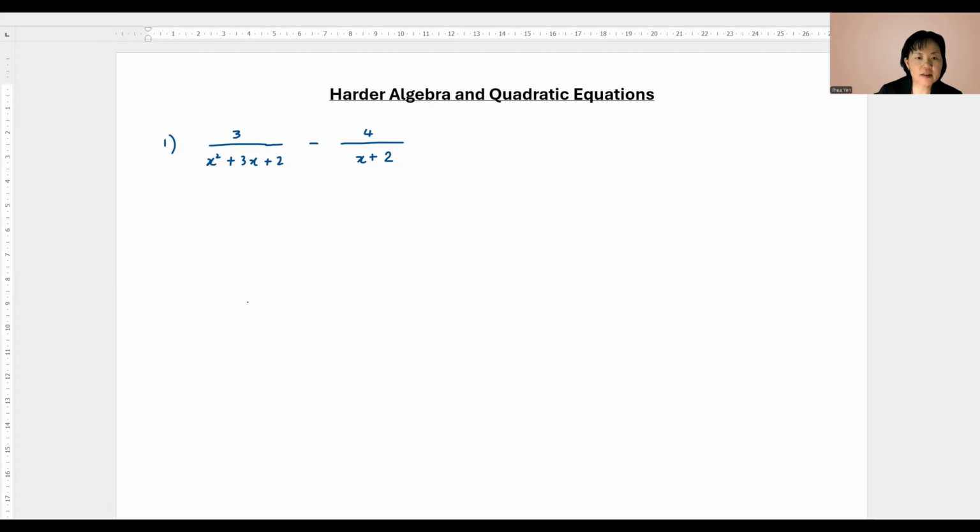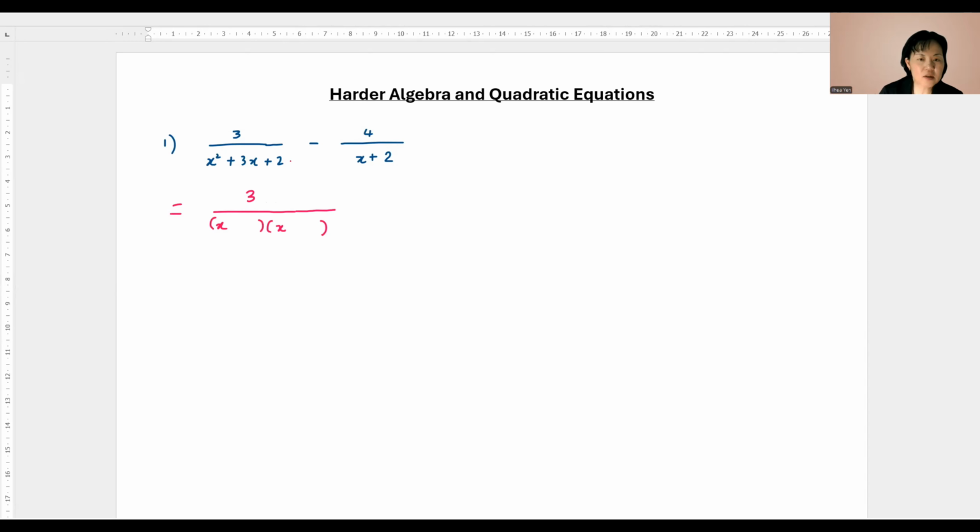To simplify this expression, the first thing you've got to do is factorize this quadratic expression. So I'm going to put it into factor form, the two sets of brackets, and I'm going to put x here, x here.